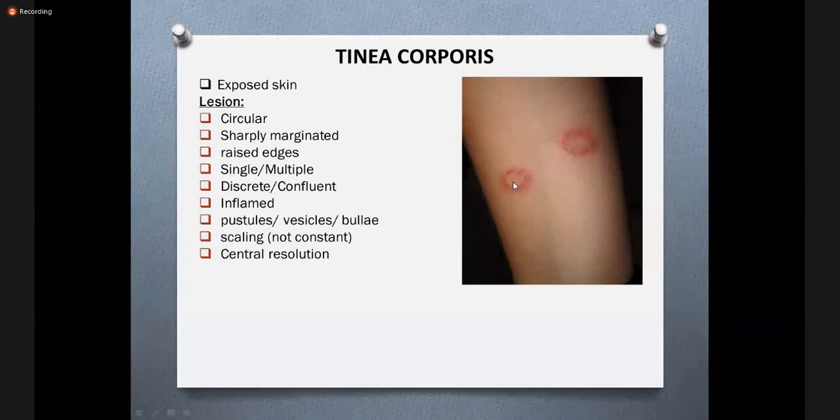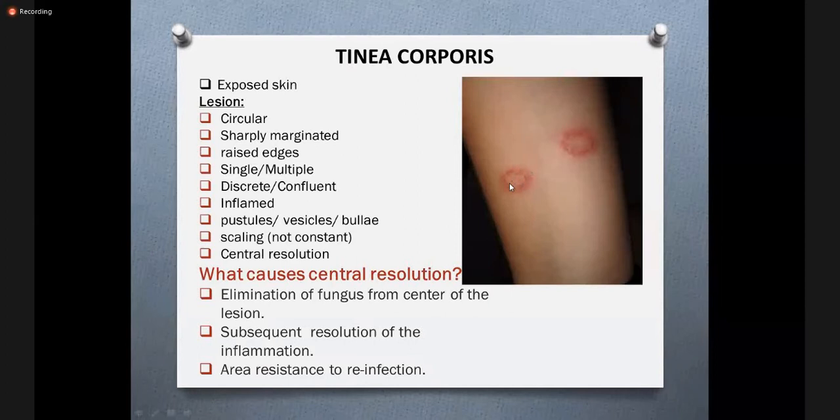Sometimes the margins have vesicles and pustules over them. Okay. Sometimes there is scaling, and sometimes there is central resolution. Central resolution is a characteristic feature of Tinea corporis. Central resolution occurs because there is elimination of fungus from the center, and it spreads outward like this. And the central part is the area which is resistant to reinfection.